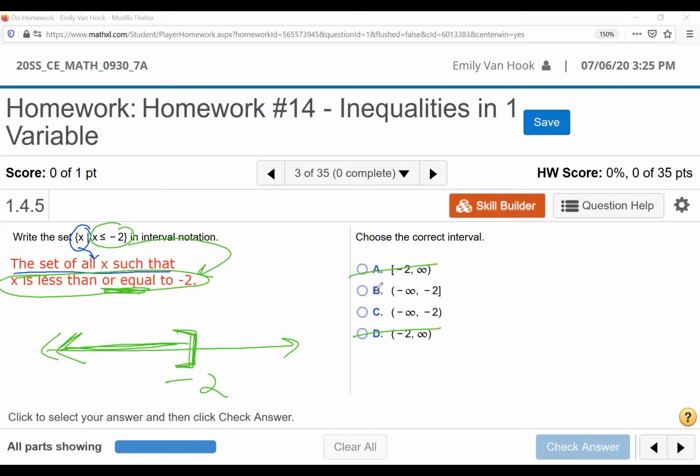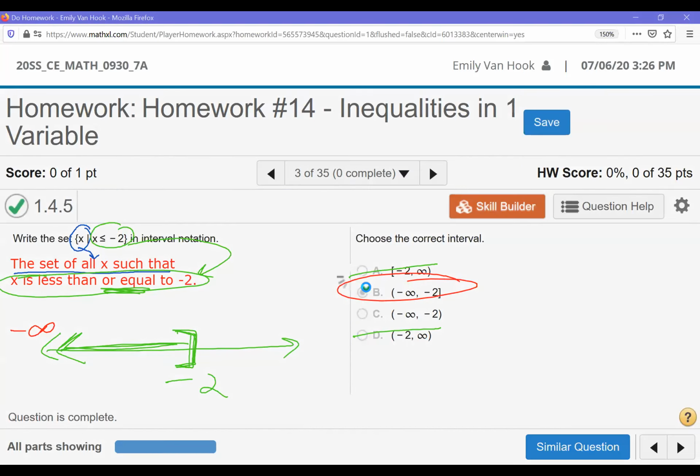So if you look at my choices, choice B looks like this: parentheses, negative infinity, comma, -2, and then square bracket. Choice C is parentheses, negative infinity, comma, -2, parentheses. Okay, I want the one with the square bracket. So that's going to be choice B. Again, because it's less than or equal to, we're going to the left toward negative infinity. The equal to is why we have the square bracket. If it was greater than, then we would choose something with positive infinity, but we want negative infinity because of that less than symbol. Okay, good.